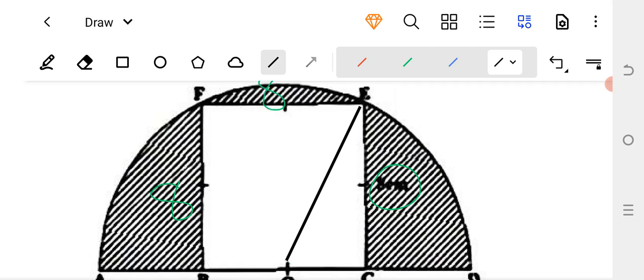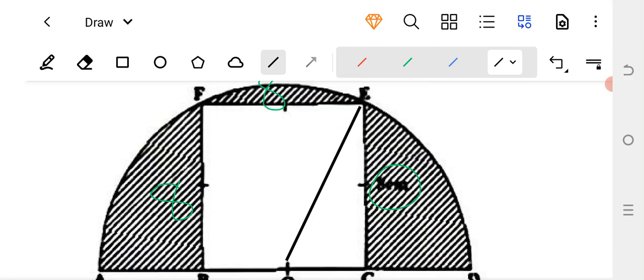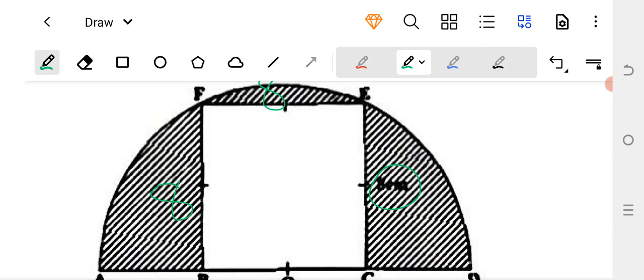We can extend a line like that, from O going all the way to E. I hope you can see that. So that's the line that we can draw. Let me just remove this, or just draw it with free hand. You can extend a line going like that.